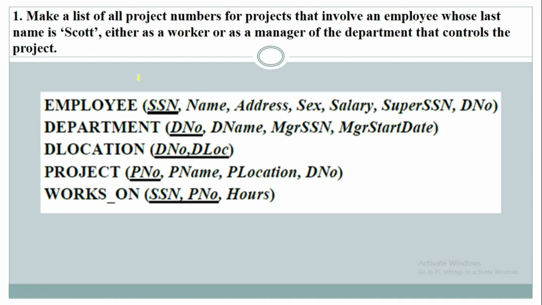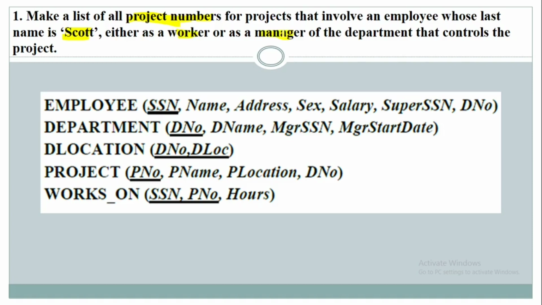So let us understand the first query. Make a list of all project numbers for projects that involve an employee whose last name is Scott, either as a worker or as a manager of the department that controls the project. Here, there are many employees with the last name Scott. They can be a worker, or they can be a manager.